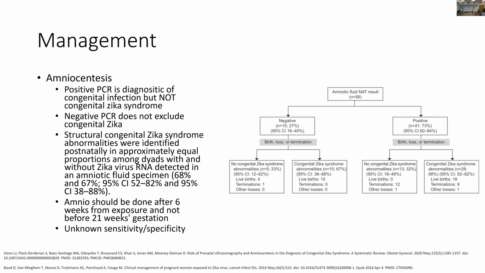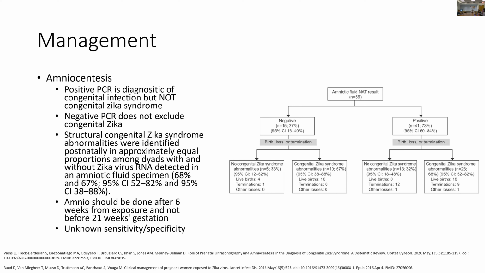So the other thing we do as MFMs all the time is amnios. So amniocentesis for Zika: a positive PCR is diagnostic of an acute congenital infection, but not necessarily of congenital Zika syndrome. And a negative PCR does not exclude Zika because, remember, we were talking earlier about that window where you really have like 2 weeks in which to detect it.